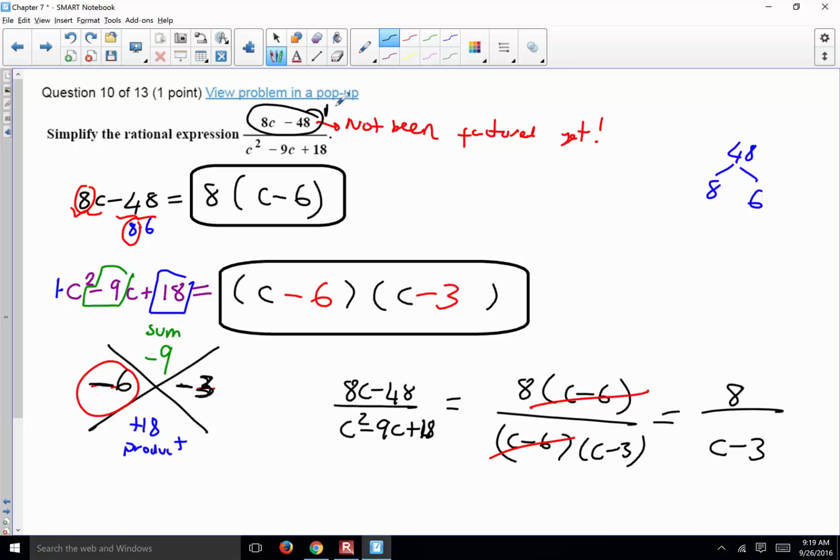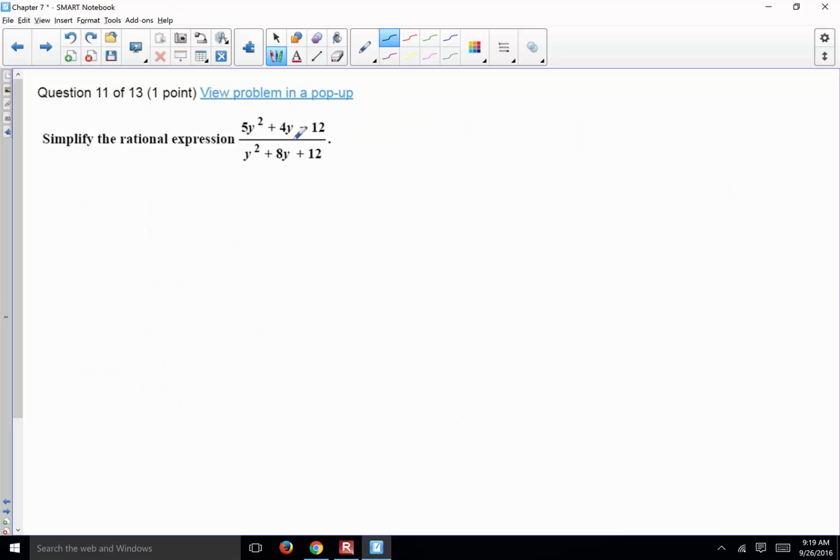Bi means 2. This is a binomial. This was kind of easier to factor. This is a trinomial, 3 terms. Guess what we are going to do? You are going to break top and bottom into 2 pieces.